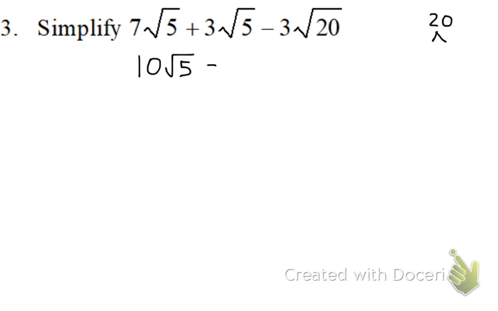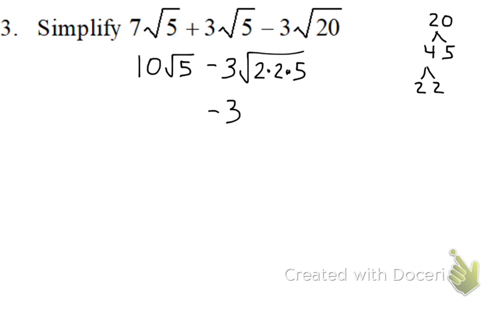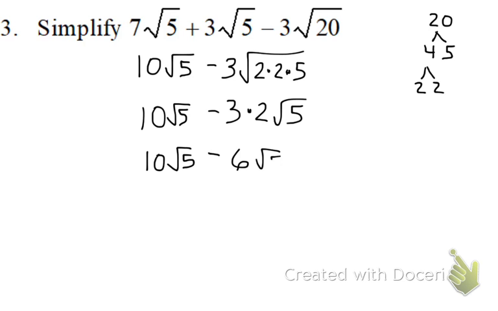20, we can do a factor tree. Maybe 4 times 5, and then 2 times 2. So instead of writing the square root of 20, we can write the square root of 2 times 2 times 5. Square root of 2 times 2 is 2. Multiply that by the negative 3 in front. And so we have 10 square roots of 5 minus 6 square roots of 5. And so that gives us 4 square roots of 5.